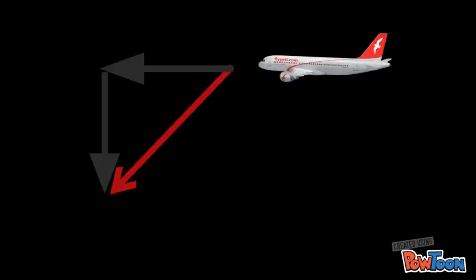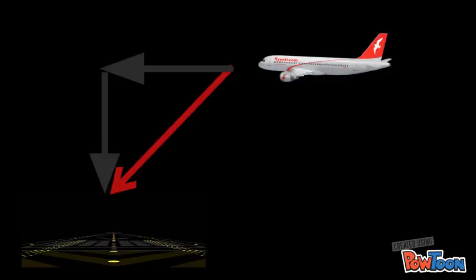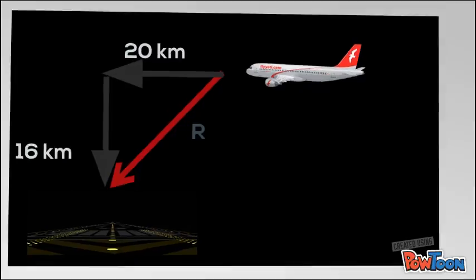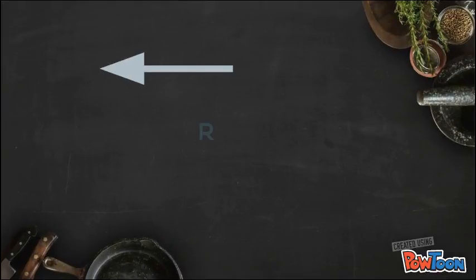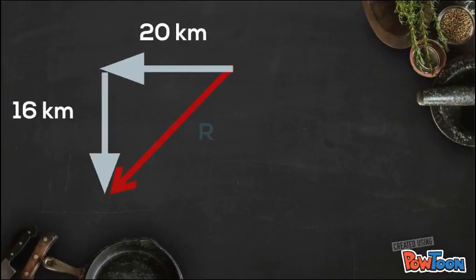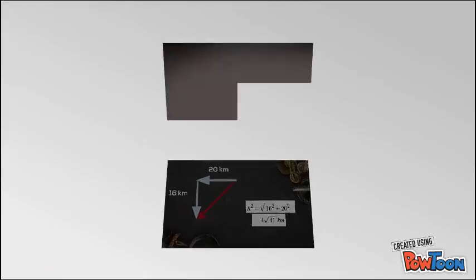In this example, the plane is flying from one airport to another. The runway is 20 kilometers west and 16 kilometers south from the plane. The resultant vector is obtained by joining the vectors from head to tail. The resultant vector can be found using Pythagoras' theorem. The magnitude of the resultant vector is 4√41 kilometers.